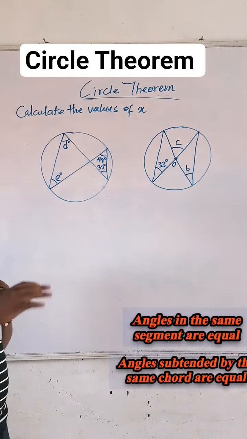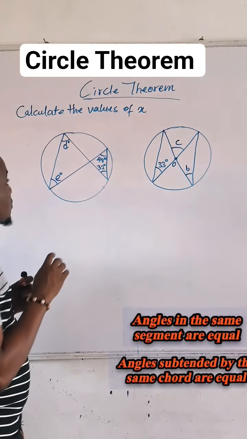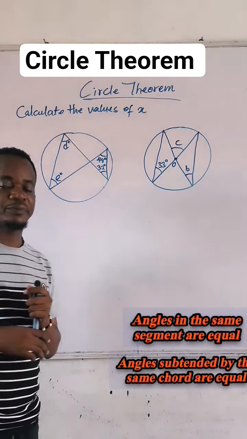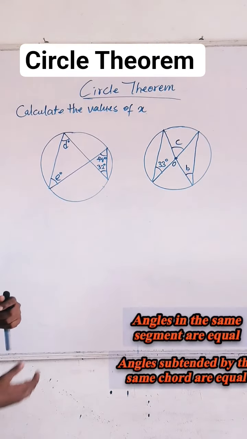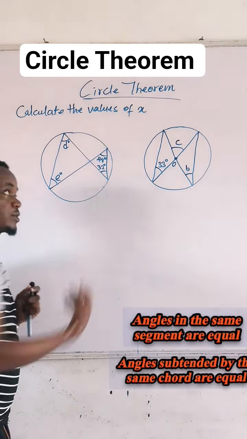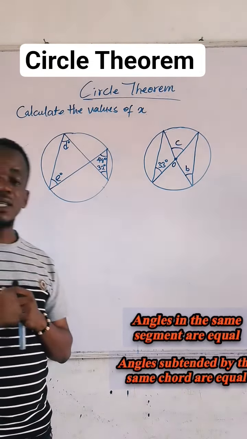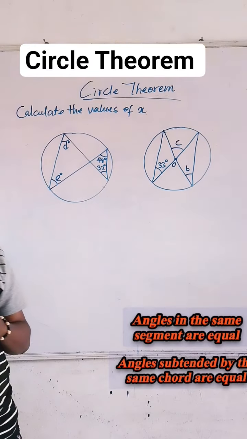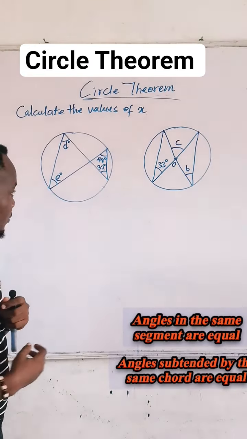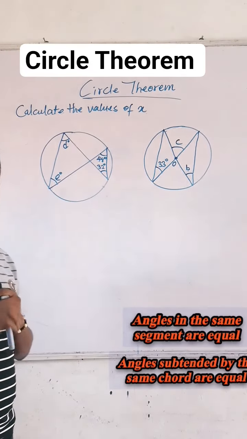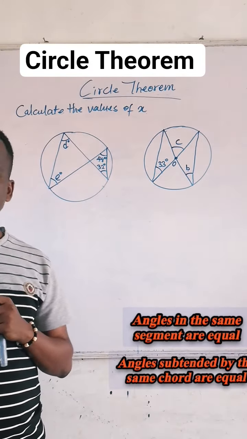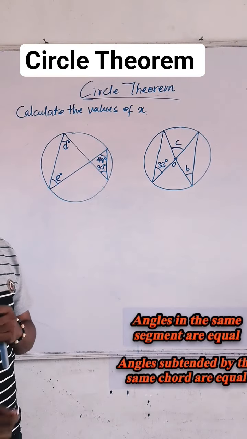Let's solve another question. Now this question can be obtained using second theorem. If you look very well, you see that these two questions can be obtained using a particular theorem. That theorem states that angles in the same segment are equal. Or you can state the theorem as angles subtended by the same chord are equal.